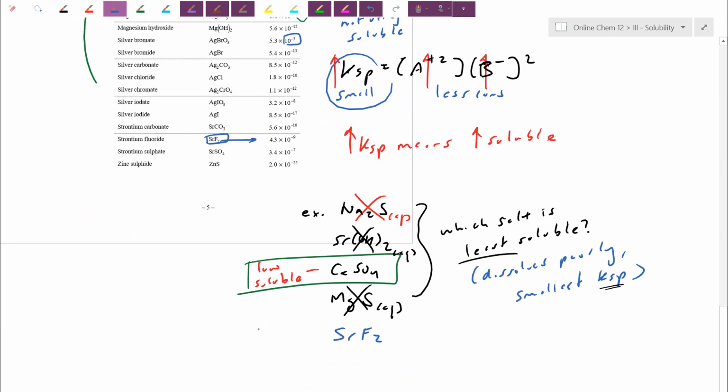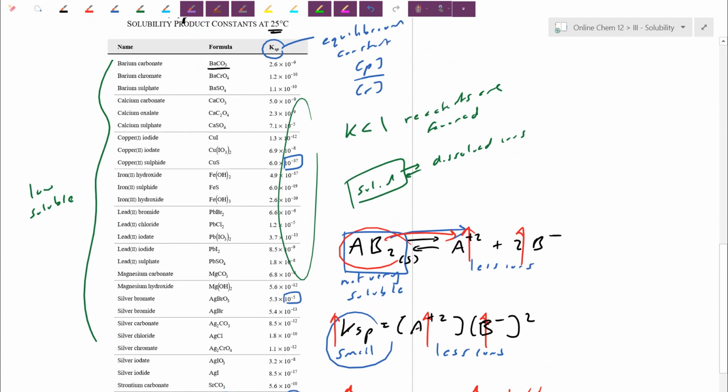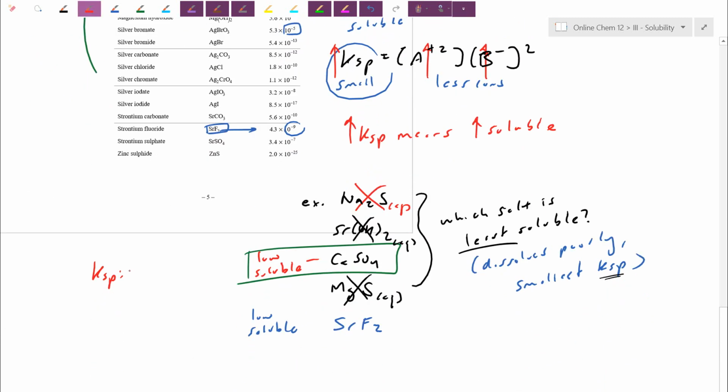So between these two, both would be referred to as low soluble. The calcium sulfate was on the first table. The SrF2 is on the second table. Because this value is tiny, I know it's low soluble. At this point, I want to check the KSP roughly. So what is the KSP of the calcium sulfate salt? It's alphabetized for us here. Calcium sulfate is 7.1 times 10 to the negative 5.